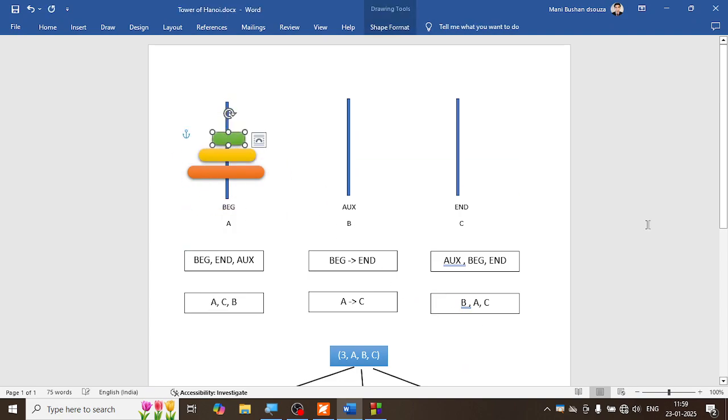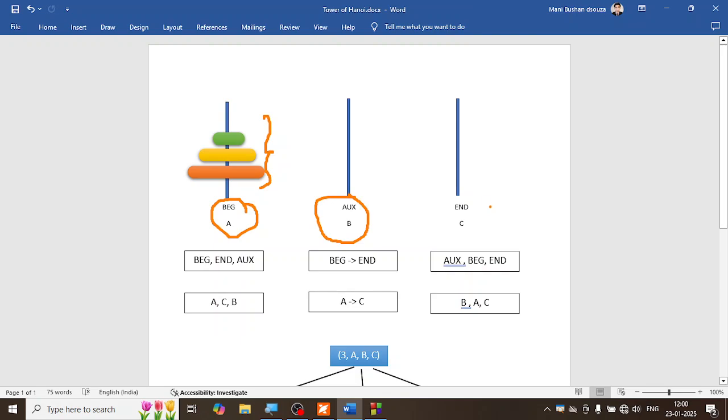So you need to know how many disks there are. Either one, two, three, four, any number of disks. And you must say which is the beginning pole, which is the auxiliary pole, and which is the end pole. Let's mark them as A, B, and C. So three poles are there.